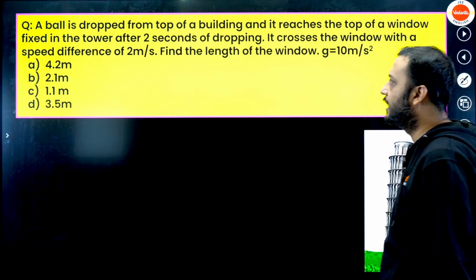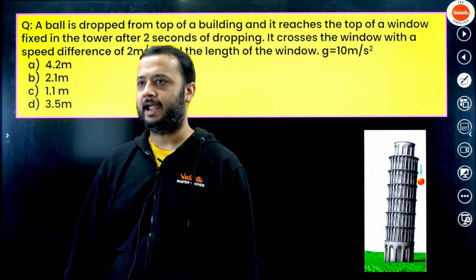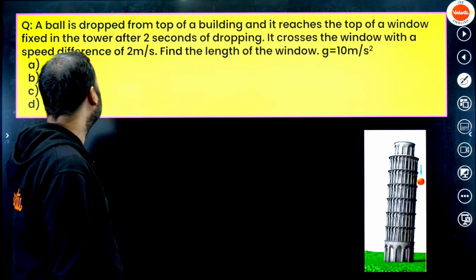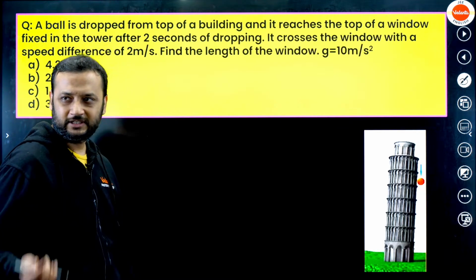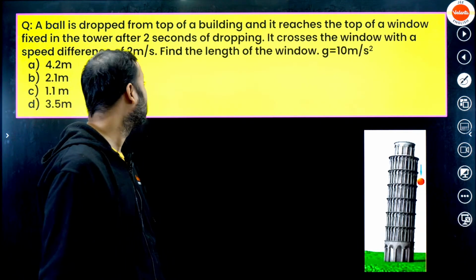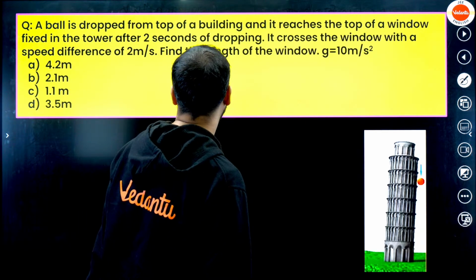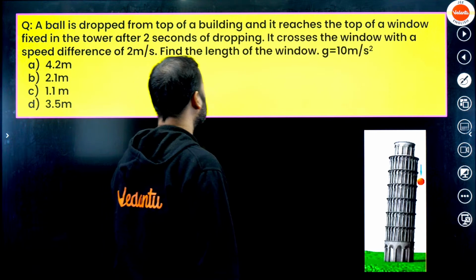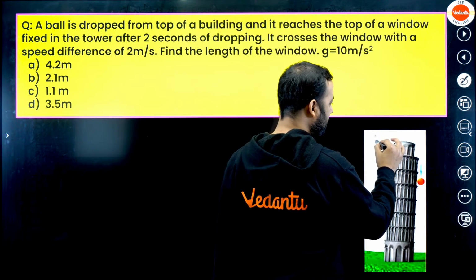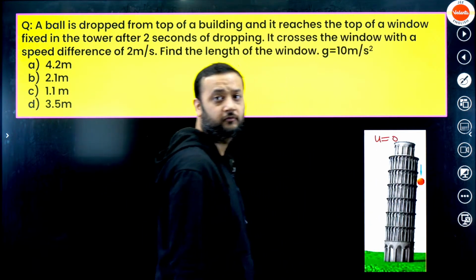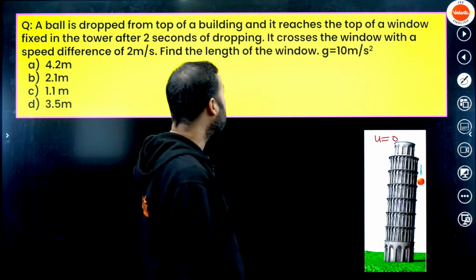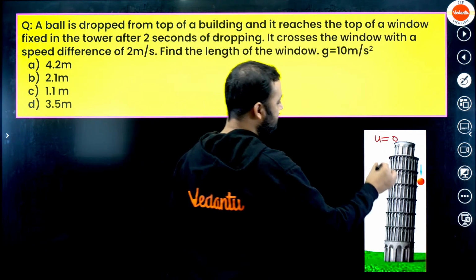Let's see one more question. A ball is dropped from the top of a building and it reaches the top of a window fixed in the tower after 2 seconds from dropping. That means you drop a ball from here. So if you drop something, what is the initial velocity? 0. After 2 seconds, the ball reaches the top of the window.